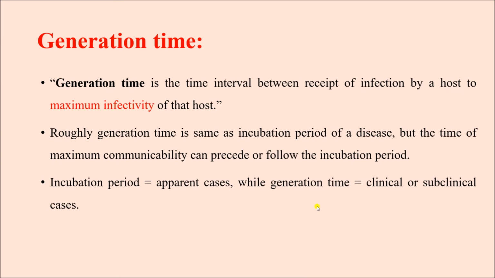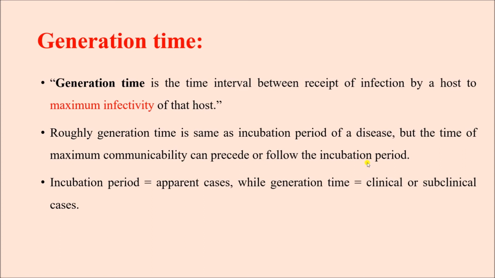Generation time. Since we know about the communicable period, we have to remember that there is always a point in time when the person or the animal has maximum infectivity. That means that is the point when he can transmit the infection to other people or other animals at maximum capacity. So generation time is the time interval between the receipt of the infection and the point when he has reached maximum infectivity. So this time gap is known as generation time. This can be the same as the incubation period, or it can be shorter or longer than the incubation period.